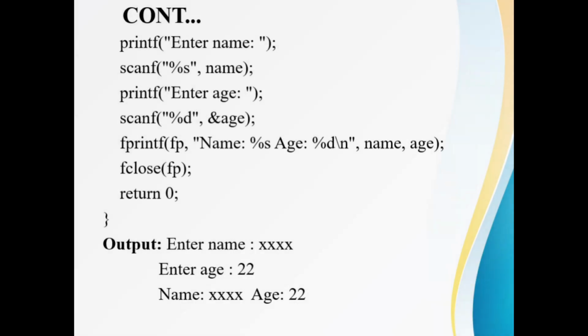After that, we use the printf and scanf statements for taking input from the user for name and age. Next, we write the formatted string into the file like fprintf(fp, name and age format). So fprintf writes to the file and printf writes to the console. Here we mention the fprintf function because it writes to the file.